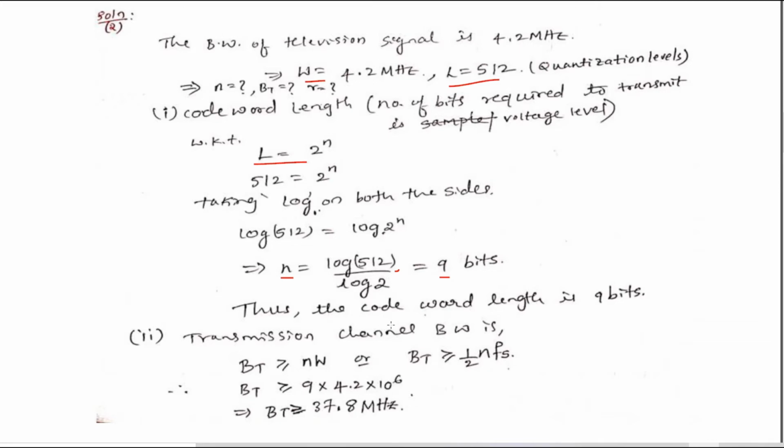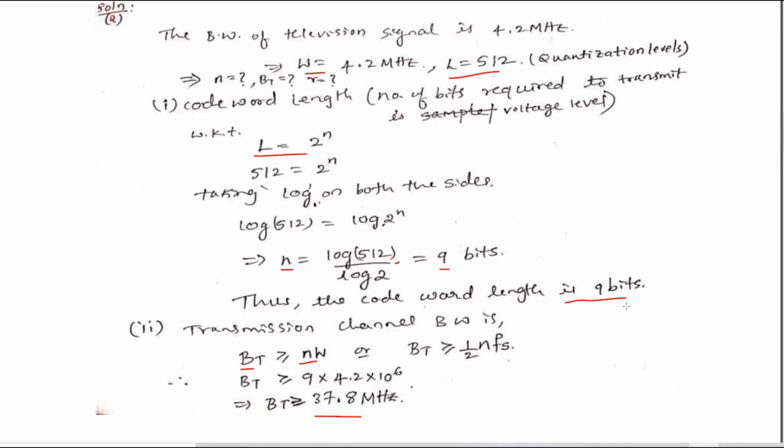Now to find out the transmission channel bandwidth, it should be greater than or equal to n times omega, or 1 by 2 n fs. Both are equally correct. So using this equation, we are going to get 37.8 MHz as transmission bandwidth. We require at least 37.8 megahertz of bandwidth for transmitting this particular television signal. And as I have told, the code word length is 9 bits. N is the code word length.